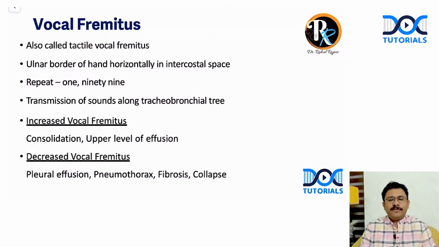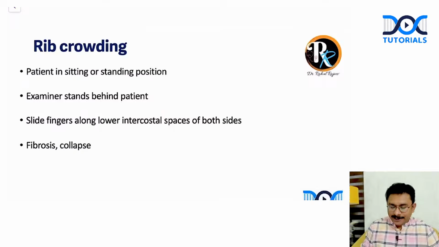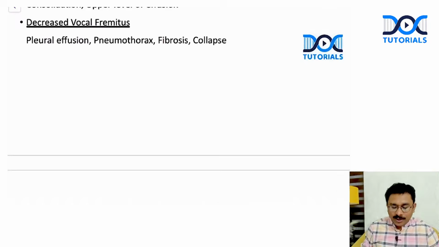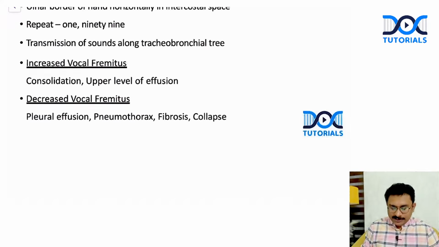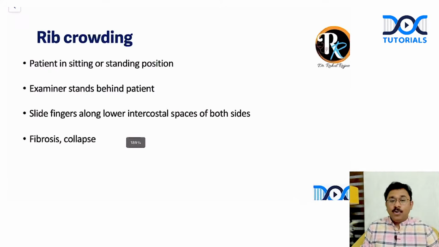Obviously, when you have some fluid or maybe air or maybe fibrous tissue, the conductance will be reduced significantly. Okay, right. Next, coming to the rib crowding. So how do you assess for rib crowding?